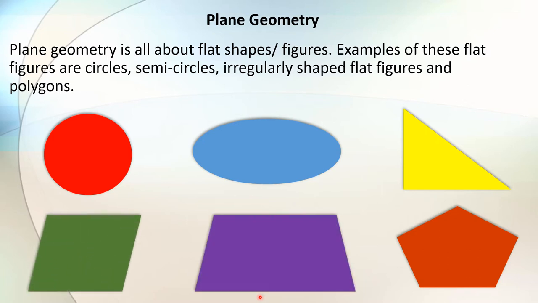Okay? Pero, para mas maintindihan natin, we'll have a thorough discussion on this. Kasi, hindi lang kasi circles, oblongs, or semicircles ang plane geometry. It involves all these. Lahat ng ito ay actually under sa group ng polygons. Tignan natin. Alright, so what are polygons?